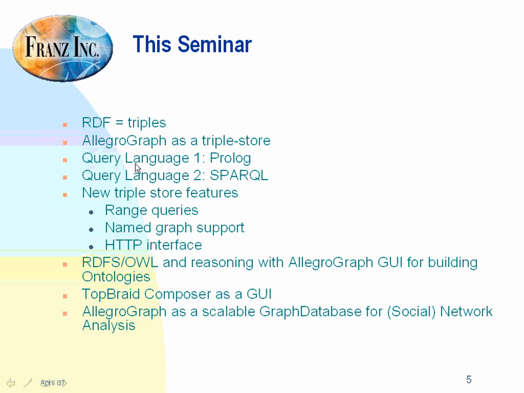Then our triple store has a few features that are new or special with respect to the other triple stores out there. One of them is that we can do very efficient range queries over numeric values. The other thing is that we now offer complete named graph support, which is also supported by the Prolog and the SPARQL. And for people who don't want to program in Lisp or in Java, you also can set up this triple store as a server and access it through an HTTP interface.